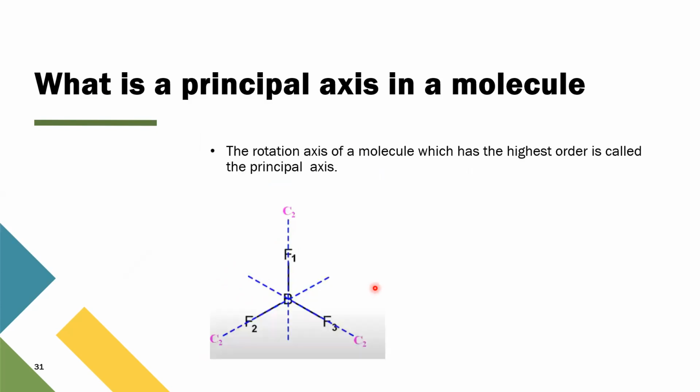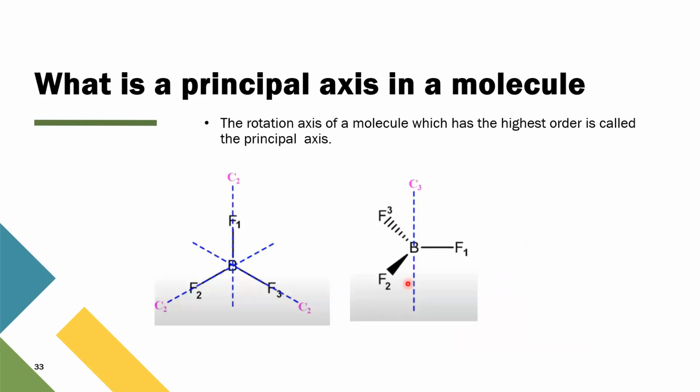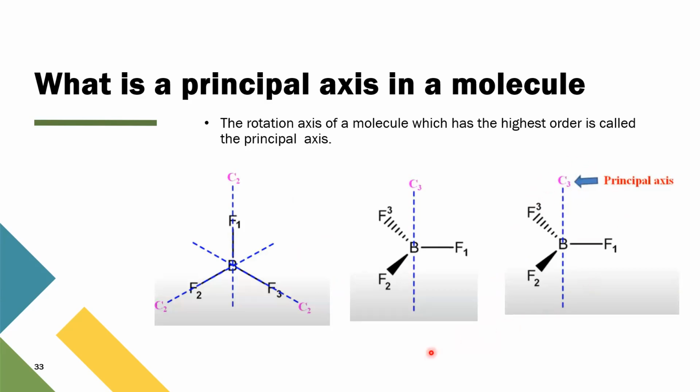The same thing we have drawn in the planar molecule. Within this we have the C3 axis, along the boron, passing through the boron atom, whereas the C2 axes are along the BF bonds. So there is one C3 axis and 3 C2 axes in the BF3 molecule. C3 is the principal axis. Is it clear?